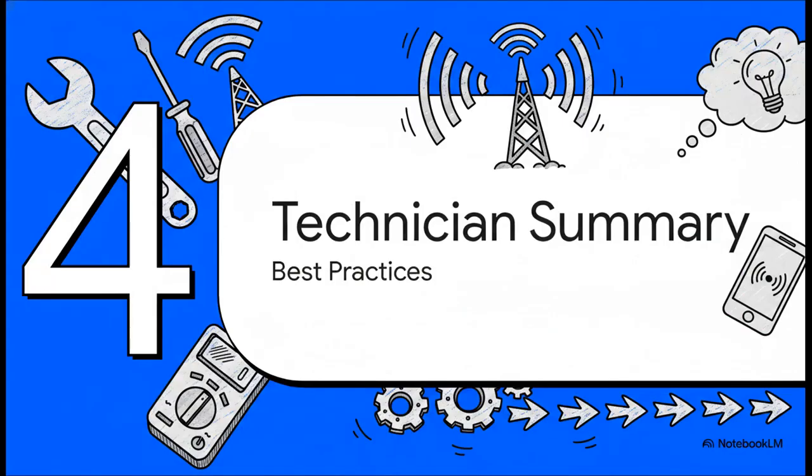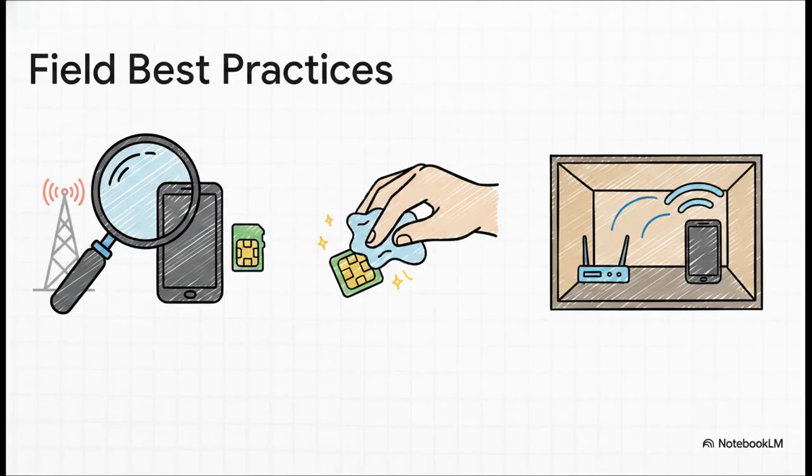All right, let's wrap this up with Section 4, the field technician's summary. Let's really lock in these absolute best practices before your next shift. First takeaway, always, always isolate the device and the SIM before you even think about looking at the tower. Test the easiest path first.